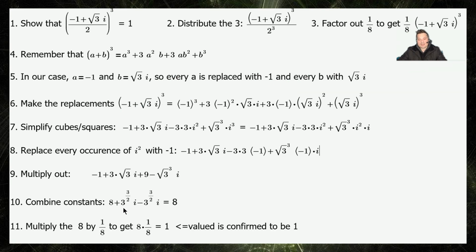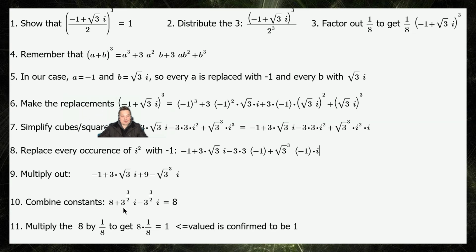That's all. So where am I getting that? Take a look. Over here, you see above my head, that's -1, that's a. And the other part, the square root of 3i, is like b, basically. So that means every a is replaced with -1, and then b is replaced with the square root of 3i. That's all. Let's continue. So make the actual replacements.